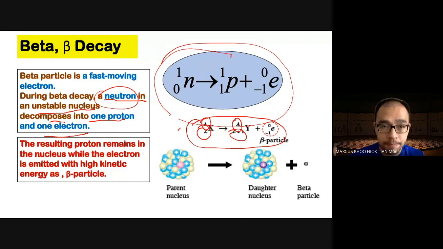Okay, if you want you can do research on this, or you can wait until you go to university to study this. But this is basically what happens in a beta decay.